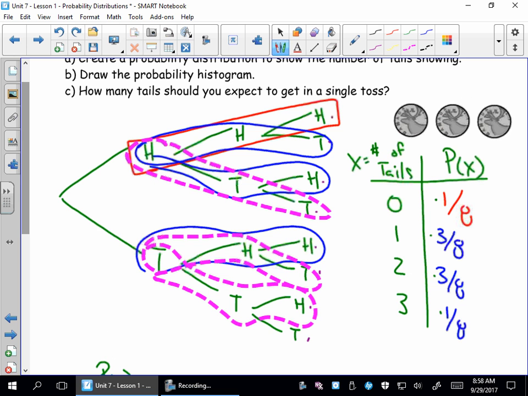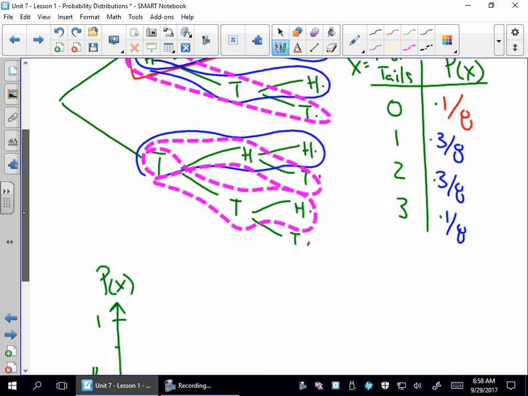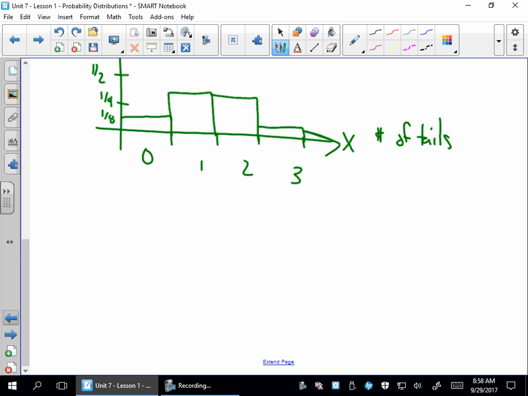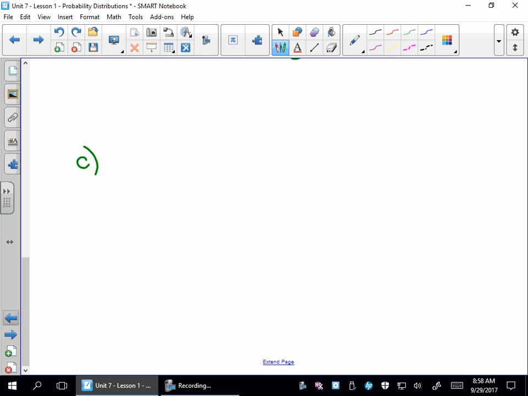How many tails should you expect to get in a single toss? Okay, so if I was to do this experiment, what should I expect to get? So for part C, to show expected values, we use the symbol E(X). This means the expected value. Okay, to do it, what should we expect to get?